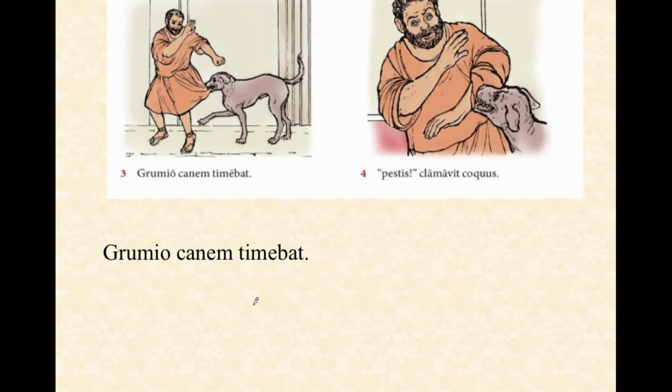Number 3. Grumio canem timebat. Grumio was fearing the dog. So timet would be fears. Now timebat, was fearing.